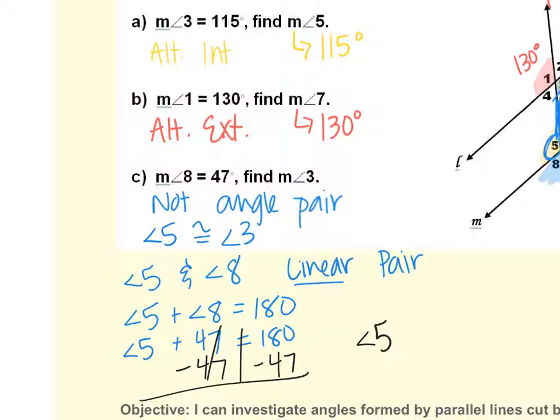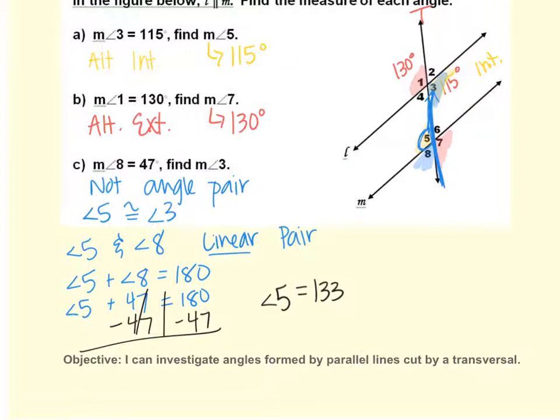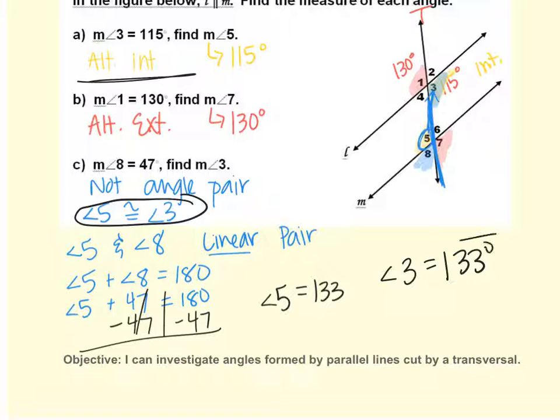So the measure of angle 5 is going to be 133 degrees. And then because angle 3 and angle 5, we set up here, are alternate interior and are congruent, then angle 3 is also going to equal 133. Because that one's a little weird, let me explain it one more time.